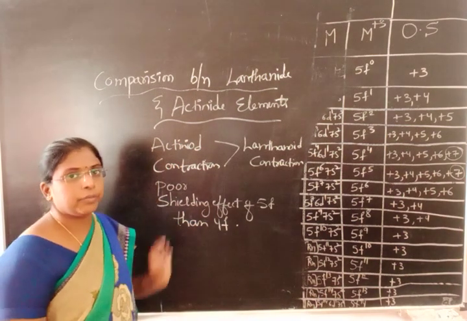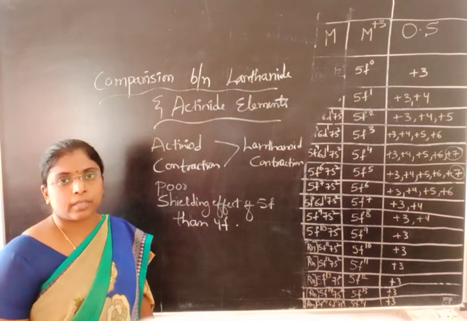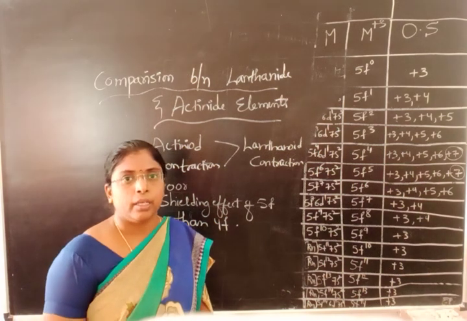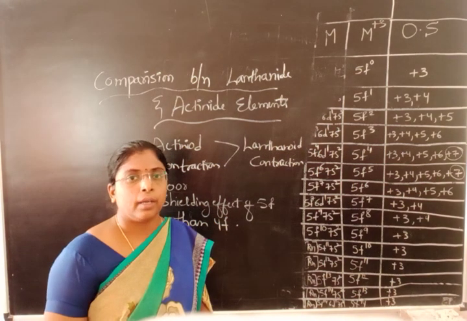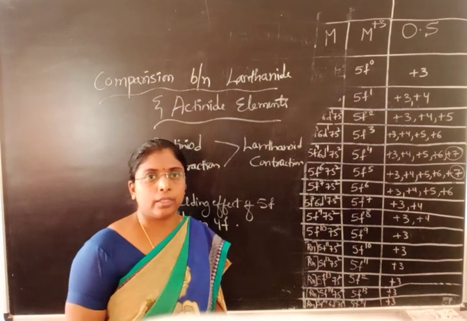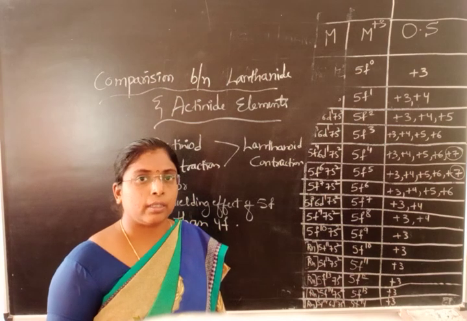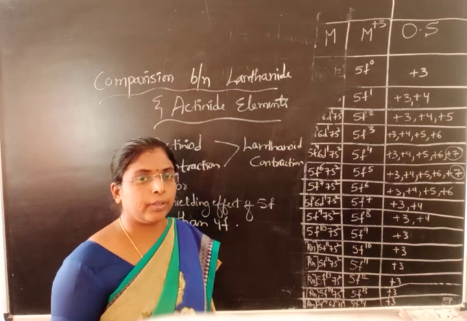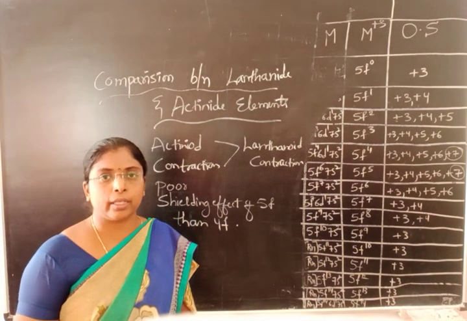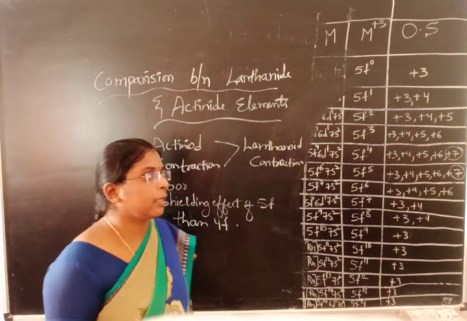And here if you compare the ionization enthalpies, the actinide elements, the first few elements, have lower ionization enthalpy than the lanthanide elements. Ionization enthalpy of the early actinides is lower than that of the lanthanide elements. And when we compare reactivity, actinides are highly reactive in nature compared to the lanthanide elements.